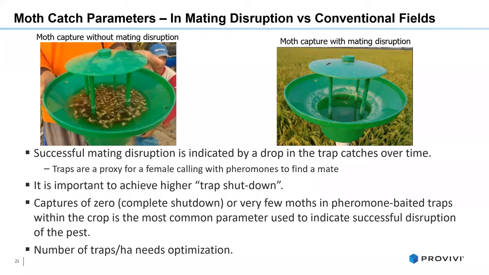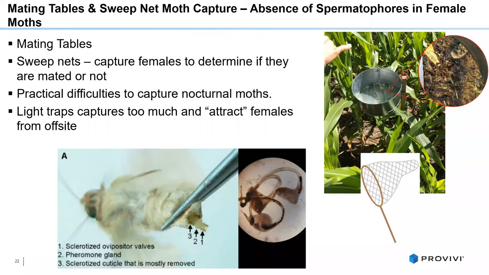So when we start looking at the moth captures, we also want to look at mating tables. So just imagine these females are waiting for the males to find them and then copulate, right? So we really want to understand if the females are mated or not inside the mating disruption plots. So what we do is we use mating tables, and sometimes we use sweep nets to recapture these females from the field.